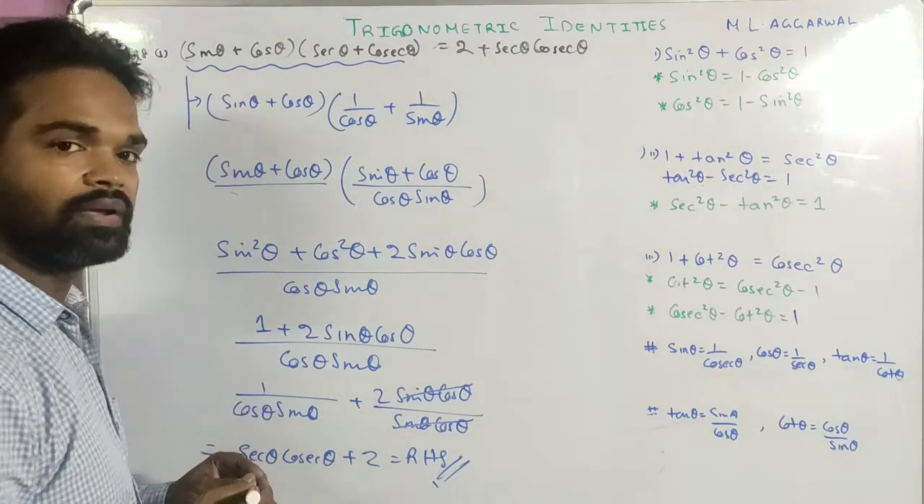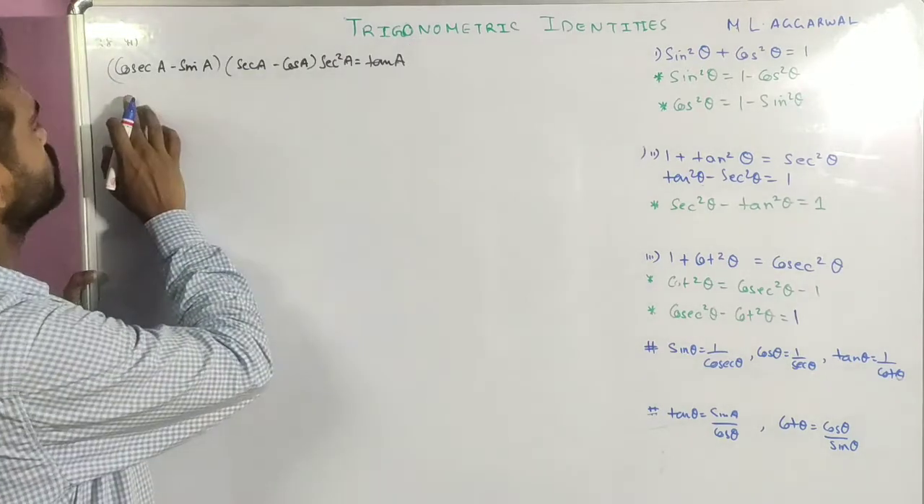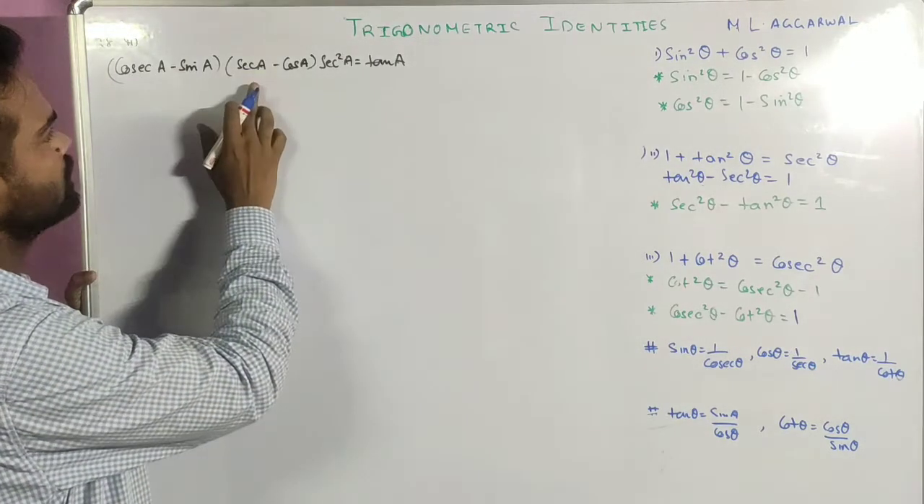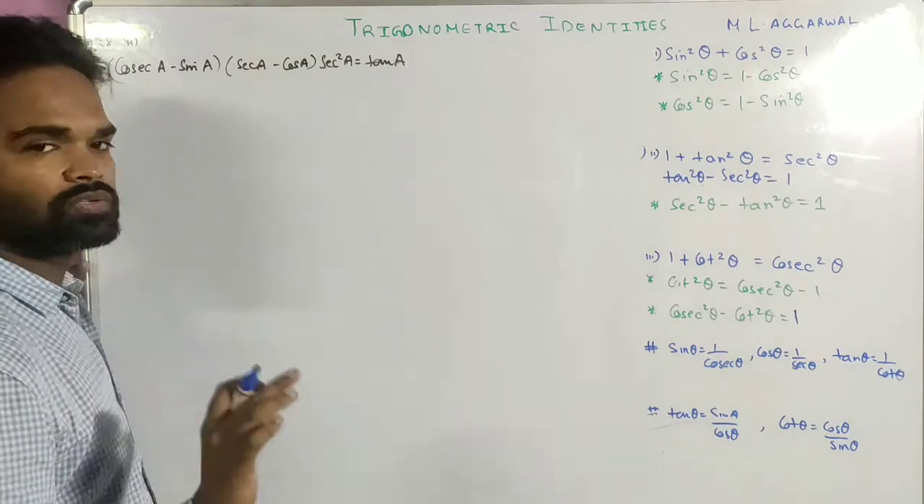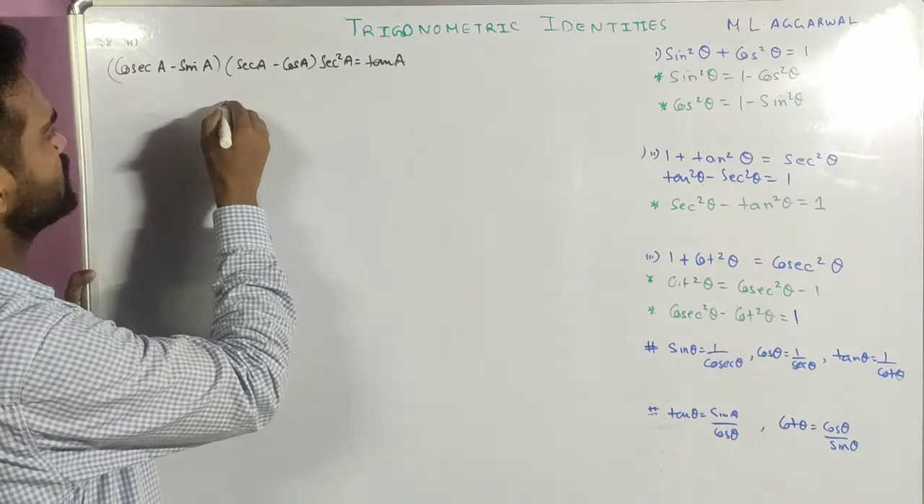Now let us look at the next sum. Now look at this sum, 28 part 2. Prove that cosec A minus sin A, sec A minus cos A multiplied by sec square A equals tan A. Very easy. Look over here. Left hand side.